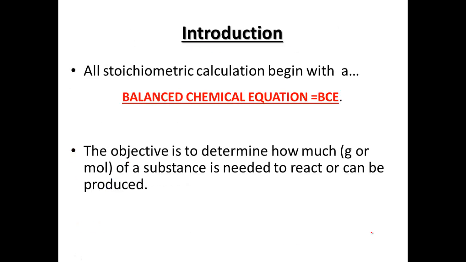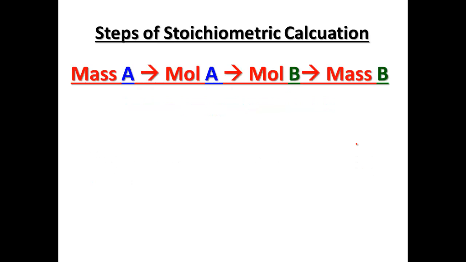To begin with, we're going to talk about the BCE. We'll always need our balanced chemical equation as our starting point so we can have those mole to mole ratios. And we're going to look at either how many grams or how many moles can be produced or needed to react during a chemical equation. As our chemical reactions are occurring, we're looking at how much we can produce or how much we need in order for that reaction to work.